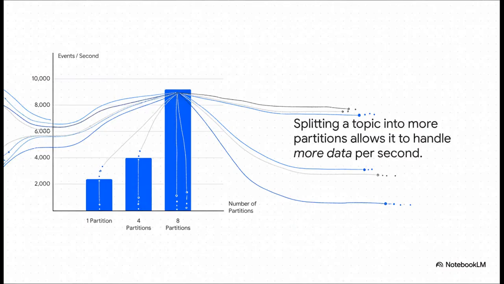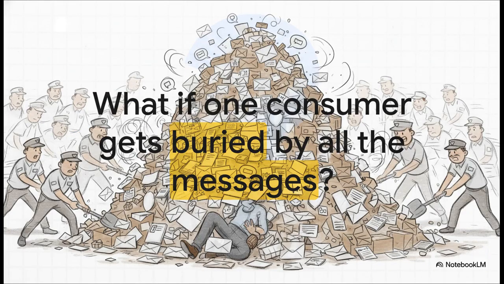And the impact here is just massive. I mean, look at it. By splitting a single topic into, say, 4 partitions, you can basically handle 4 times the data. Split it into 8, you can handle 8 times the data. This is exactly how Kafka can process millions, even billions, of events without even breaking a sweat.